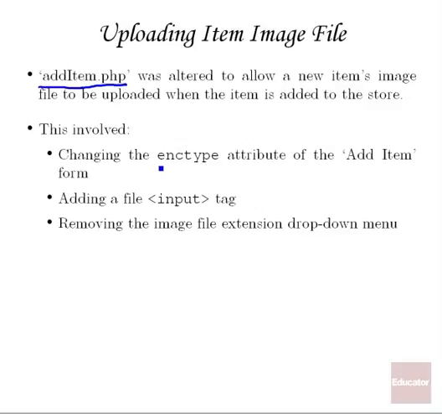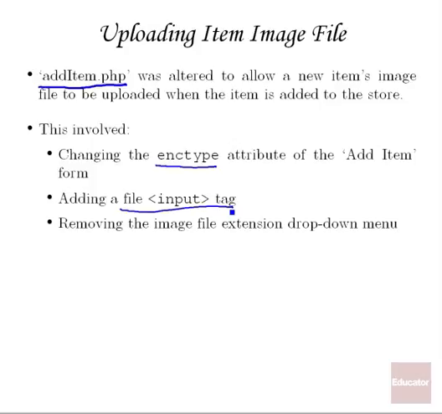Specifically, we need to change the encoding type of that form. It's a post form. We need to change it to multipart form data, because as we learned in our last lesson, when you're doing file uploads, you need to set the encoding type to that value. We're going to add a file input tag, which is going to be the input element used to upload an image file.